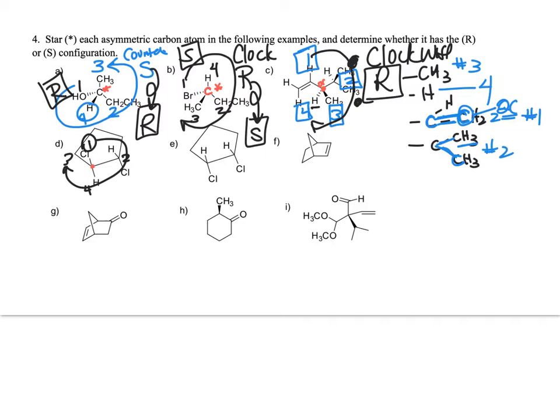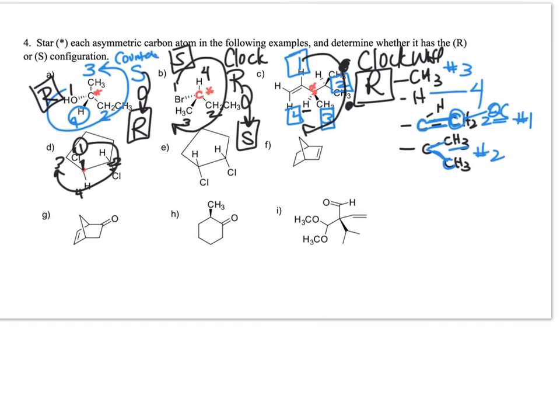I guess you'd have to draw this as chlorine coming up. So if chlorine's coming up, then you'd have to put that in the back, and this chlorine would be going down. So this one's kind of tough. Let's see.